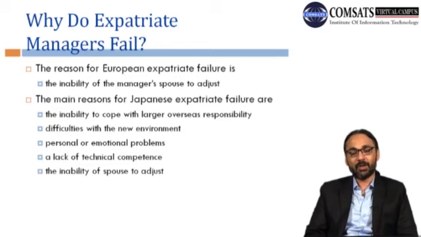The main reason for European expatriate failure is the inability of the manager's spouse to adjust. The main reasons for Japanese expatriate failure are inability to cope with the larger overseas responsibility, difficulty with the new environment, personal or emotional problems, lack of technical competence, and inability of the spouse to adjust. Now we can see the difference: for the Japanese, inability of the spouse to adjust is the 5th element, while for the Europeans it's the biggest problem that the manager's spouse couldn't adjust to the new environment.